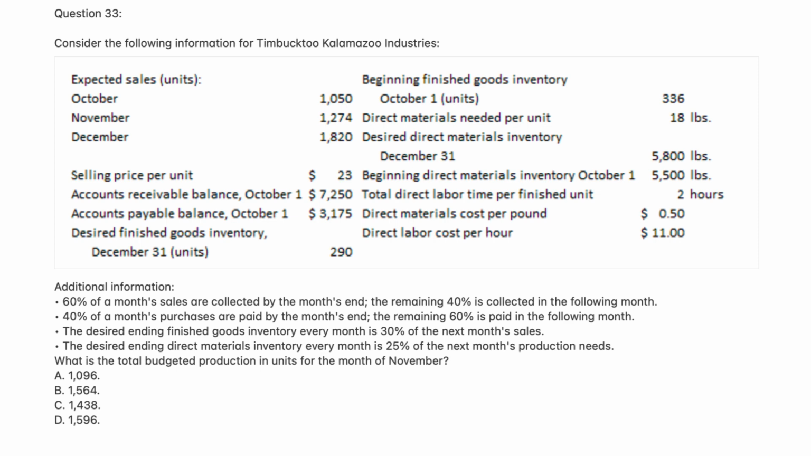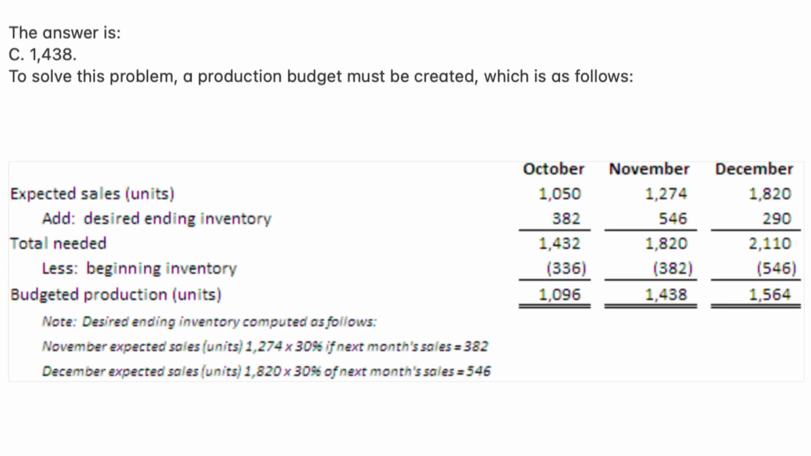A. 1,096. B. 1,564. C. 1,438. D. 1,596. The answer is C. 1,438. To solve this problem, a production budget must be created, which is as follows.